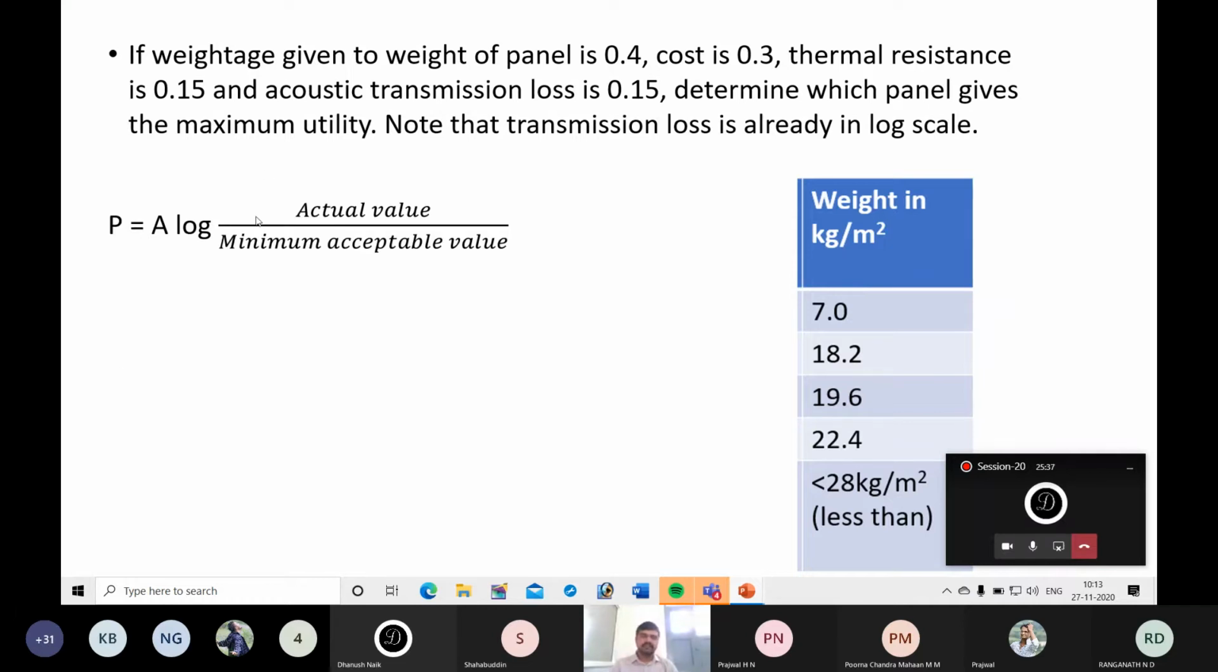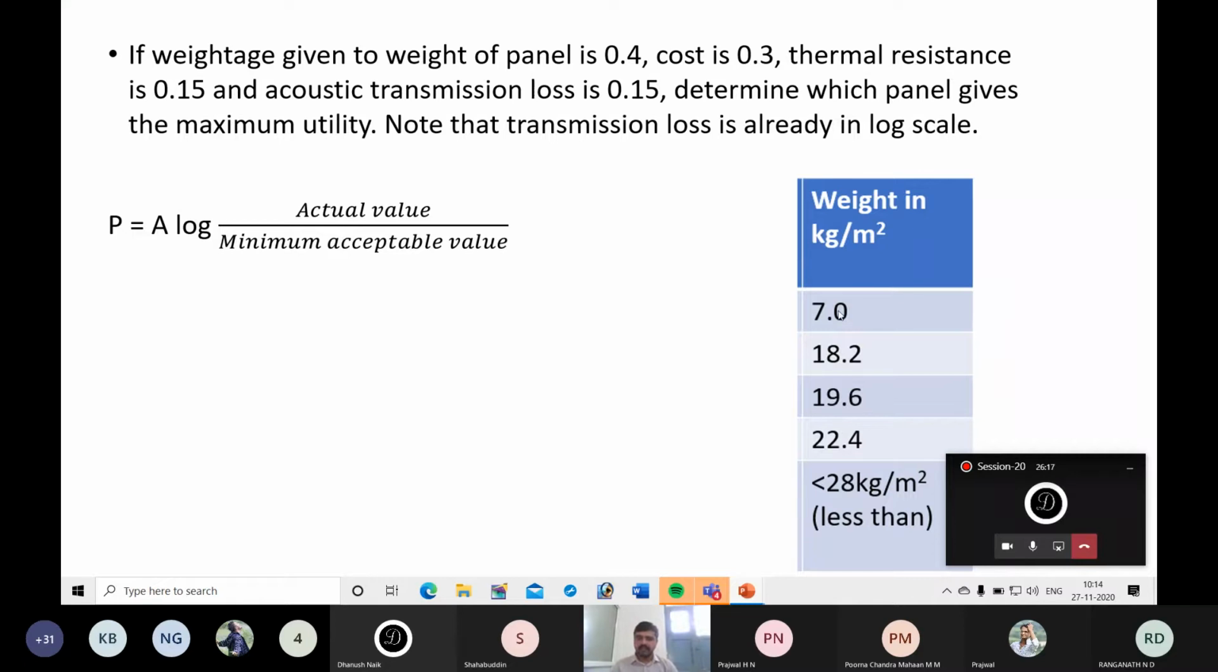So you have to remember this equation to solve the problem. P is nothing but the preference number. A is the constant value for any parameter. In this case, A is the constant value for weight that you have to find out. So the procedure we will discuss. Actual value and minimum acceptable value. For weight, the minimum acceptable value is given. It is 28 kg per meter square. So instead of minimum acceptable value, you can substitute 28. Actual value depends on which material you are determining.